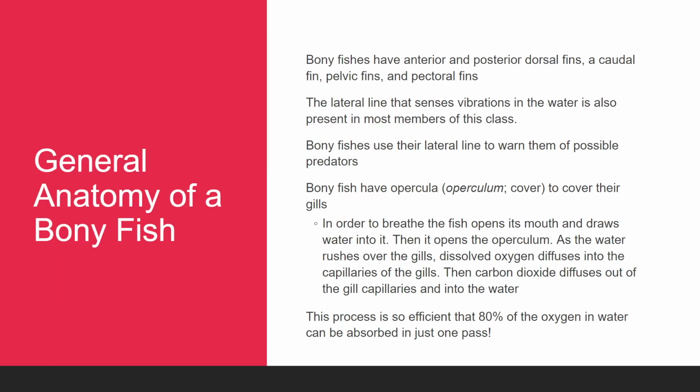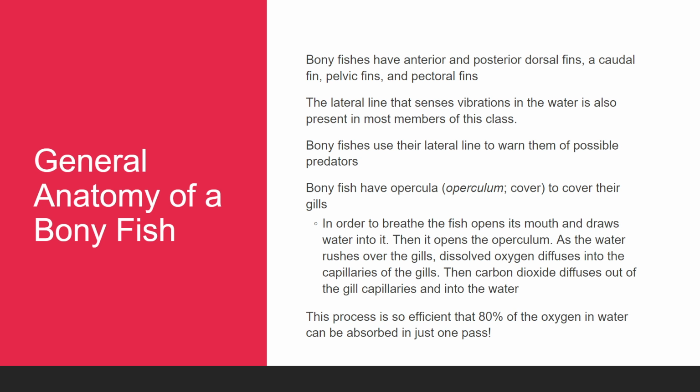For looking at the general anatomy of a bony fish, we have to make sure you note its anterior and posterior dorsal fins. It also has a caudal fin, pelvic fin, and pectoral fins. And its lateral line is going to also be able to sense vibration in the water, and is present in most members of this class. Bony fishes use their lateral line to warn them of possible predators.